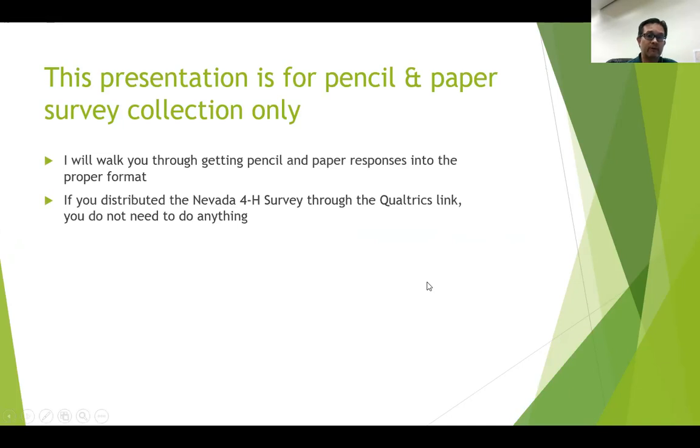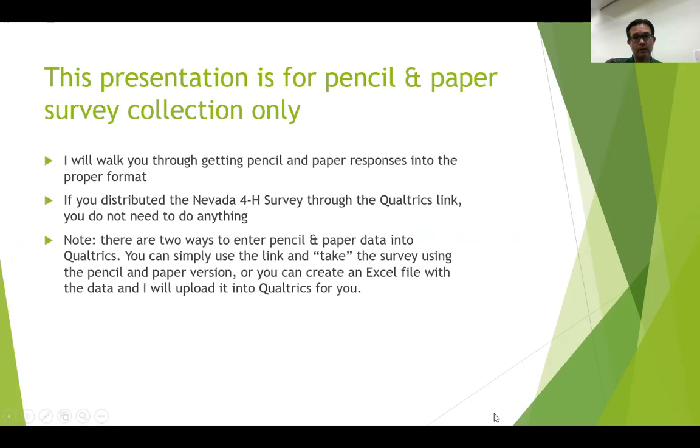If you distributed the Nevada 4-H survey to your populations through the Qualtrics link using the iPads or letting them do it through the phones, then you don't need to do anything. I'll get that data and it'll be just perfect for us.